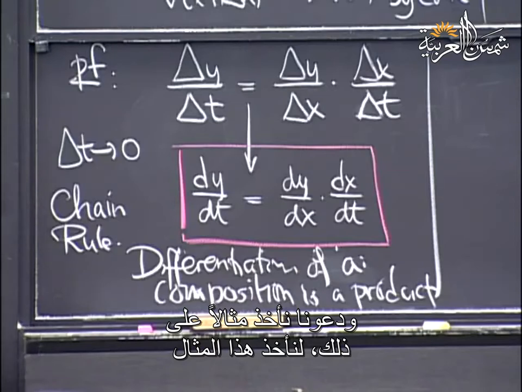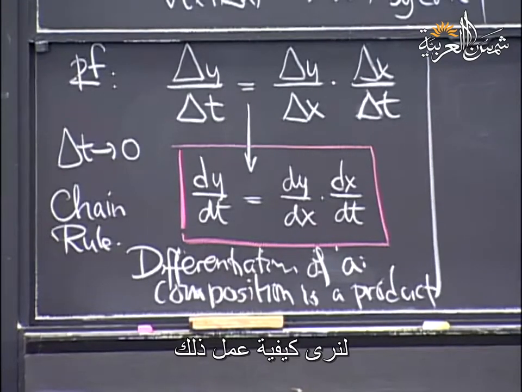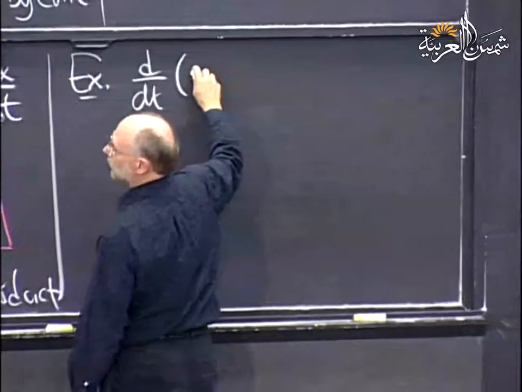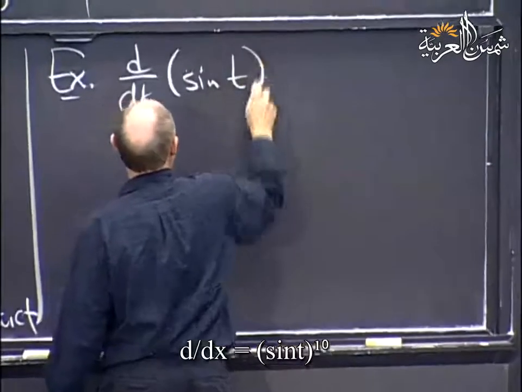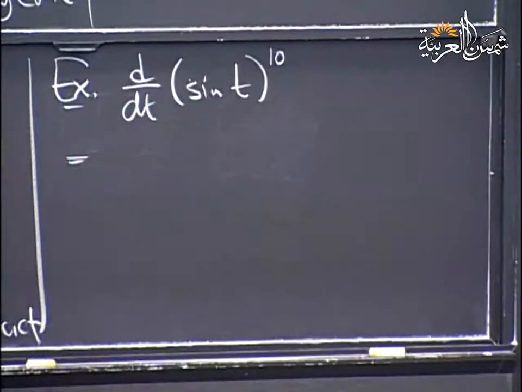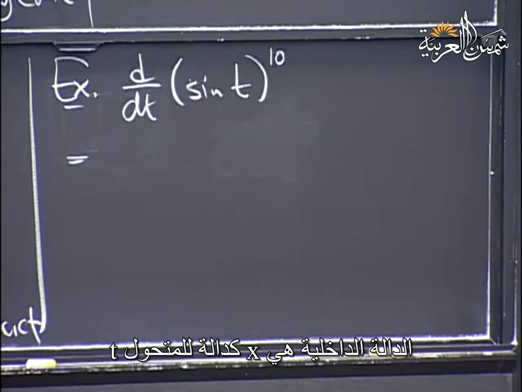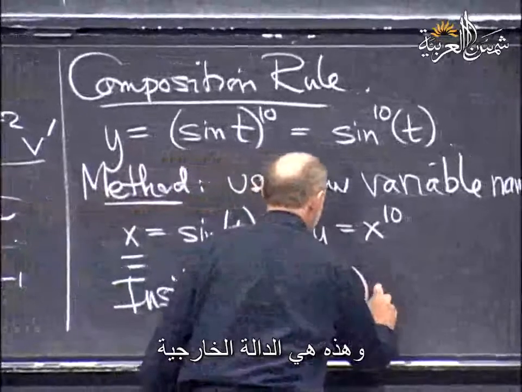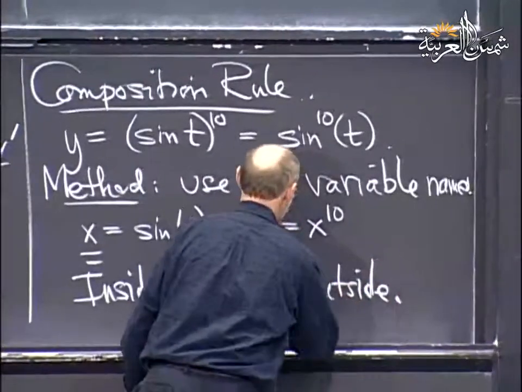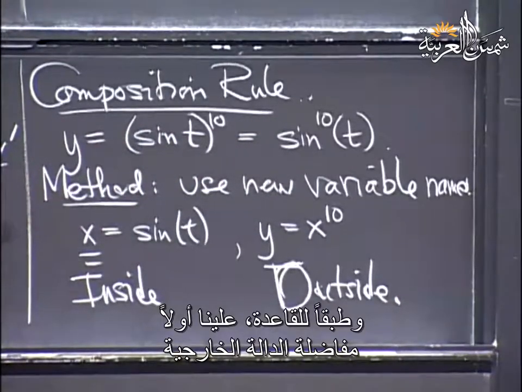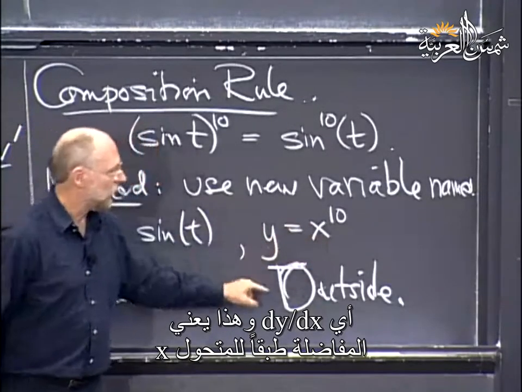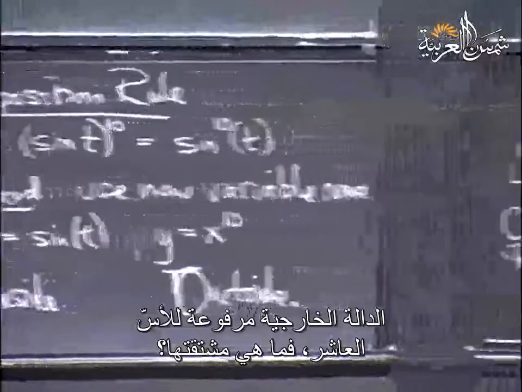And let's just do an example. Let's see how that comes out. So let's differentiate sine of t raised to the 10th power. Okay, there's an inside function and an outside function. The inside function is x as a function of t. That is, this is the inside function, and this is the outside function. So the rule says, first of all, let's differentiate the outside function. Take dy/dx. Differentiate it with respect to that variable x. The outside function is the 10th power. What's its derivative?